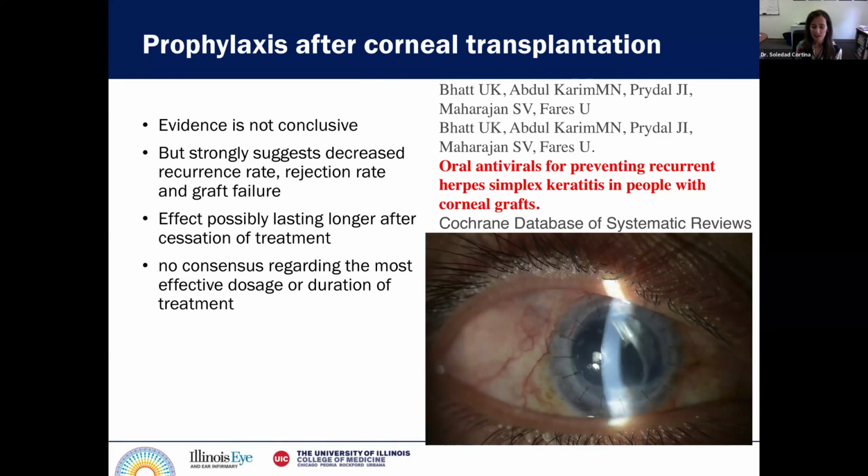And this, again, is one of the things I was discussing before, that we don't have definite answers for how long we need to use the prophylaxis and what happens once we stop it. There's no consensus regarding the most effective dosage or the duration of treatment in all the studies that have been published. But I think there's enough evidence, and this is pretty common clinical practice, that we all use prophylaxis after we graft patients with HSV.